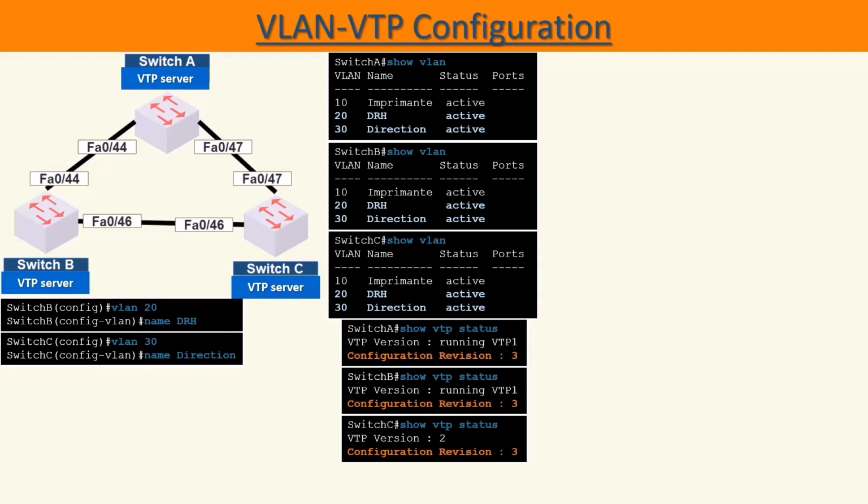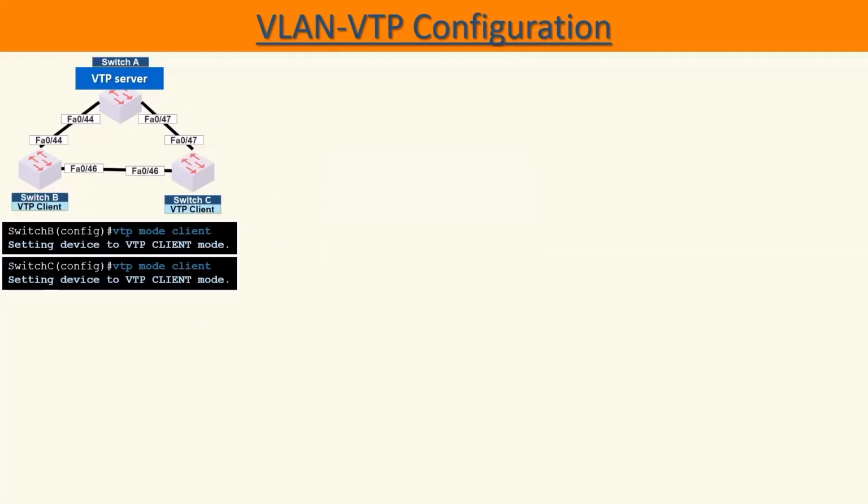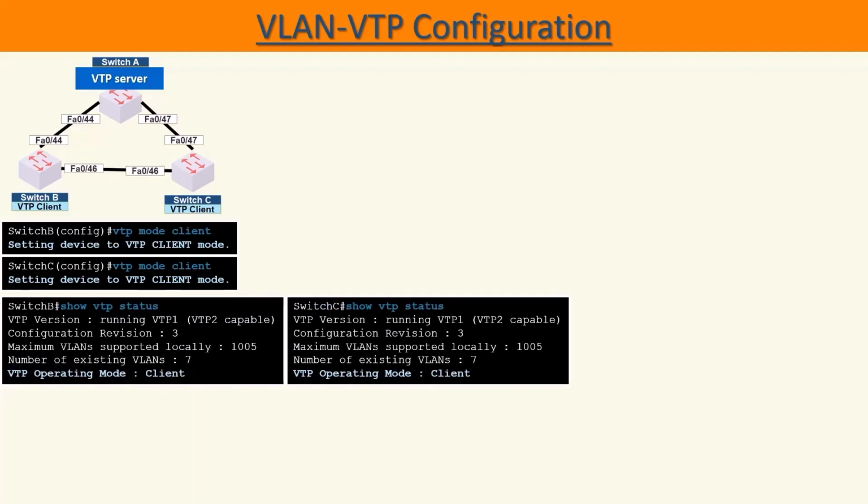Now we're going to change switches B and C to client mode by launching the vtp mode client command. To check, we do a show vtp status, and we see that the operating mode is client. So we have switch A in server mode, and switches B and C in client mode. To spice up the topology a little, I disconnected the cable between switch A and C, so there is no direct connection between them. Switch A will go through B if it wants to communicate with C.